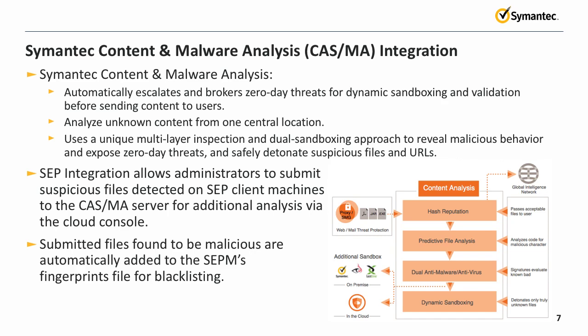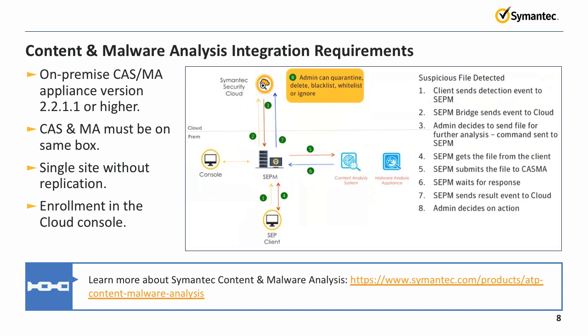SEP integration allows administrators to submit suspicious files detected on SEP client machines to the CASMA server for additional analysis via the Cloud Console. Submitted files found to be malicious are automatically added to the SEPM's fingerprints file for blacklisting. Integration requirements include on-premise CASMA appliance version 2.2.1.1 or higher. Content analysis and malware analysis must be on the same appliance. SEP must be configured as a single site without replication with SEPM enrolled in the Cloud Console. To learn more about Symantec Content and Malware Analysis, use the link included above.